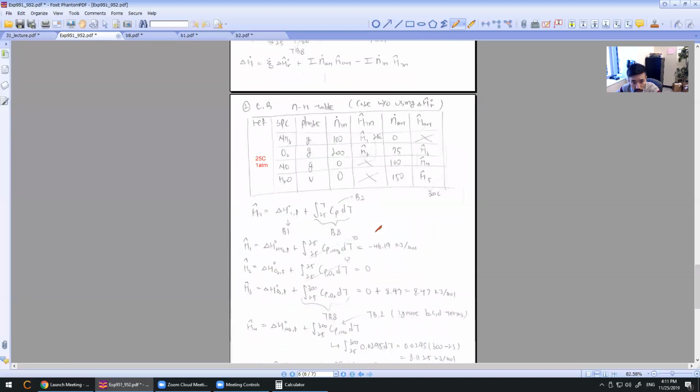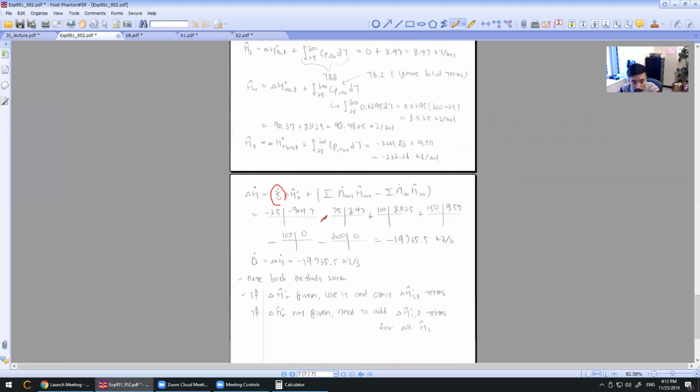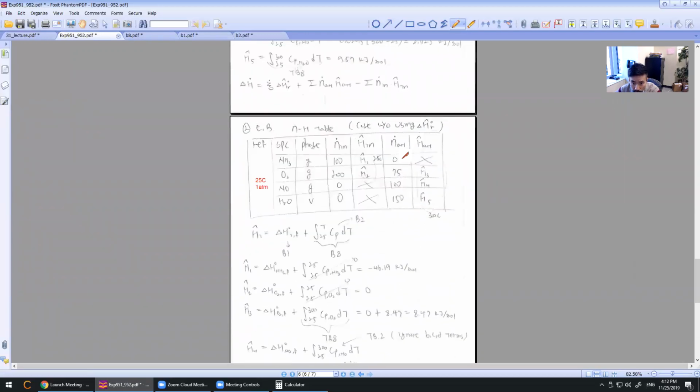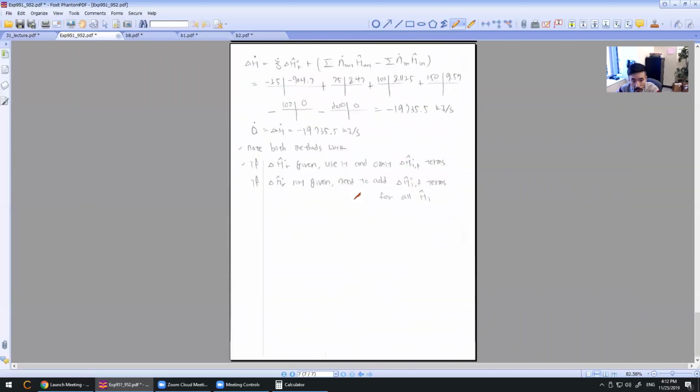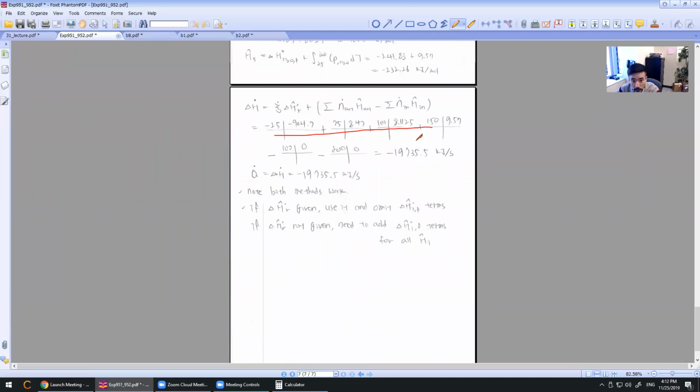So if you plug in the numbers, that is going to be this one, negative 25, the extent of reaction, right? The value of heat of reaction was given as negative 904.7. So N out minus N in is going to be this multiplied by this plus this multiplied by this plus 150 multiply H5 minus 100 multiply H1 minus 200 multiply H2. Then if you do that, I'm talking about this one, so this is out and this is in, with the extent of reaction. Then we have the number negative 19,735.5.